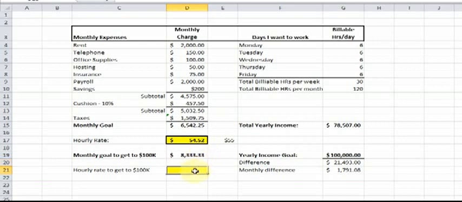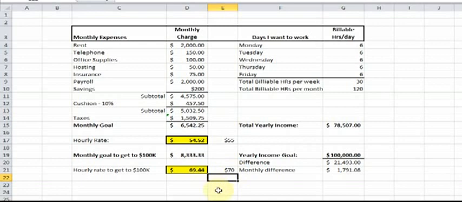So now to figure out our hourly rate, we're going to take our new goal and divide it by the same 120 hours. I'm assuming you still want to only work 120 hours per month. And now you get an hourly rate of $69.44, or you can round it up to $70 an hour.